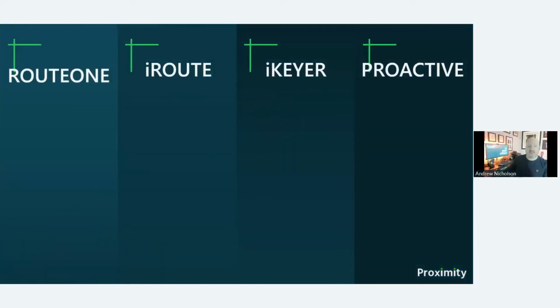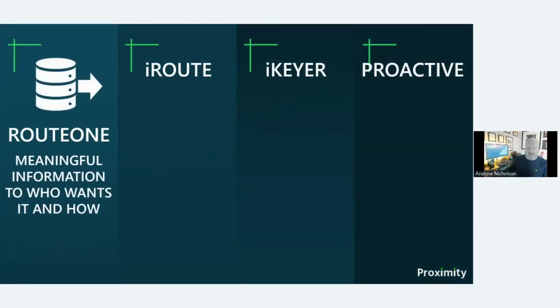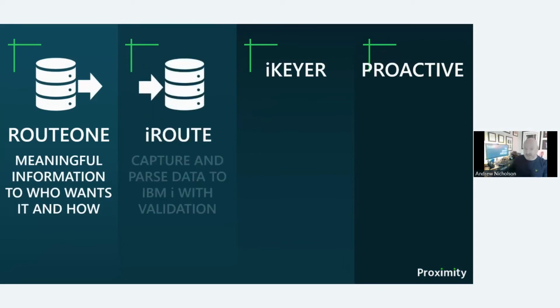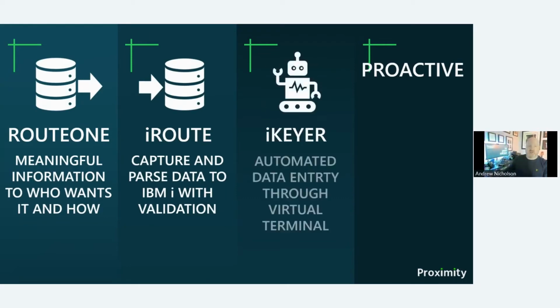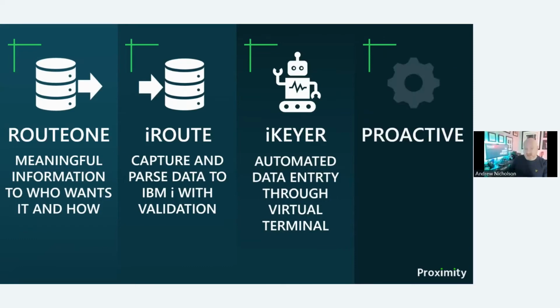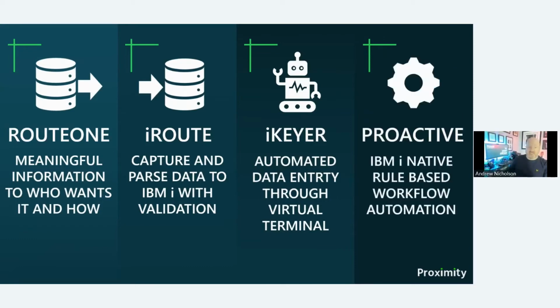So within the previous example, we used RouteOne to send the information back to the customer, iRoute to capture information from the multiple formats and pass to the enterprise. Where interface files were not available, we used iKeyer to enter the captured data via the green screen, and Proactive to monitor updates on the database and trigger the responses. And it's with these final two products that we'll conclude the webinar, starting with iKeyer.